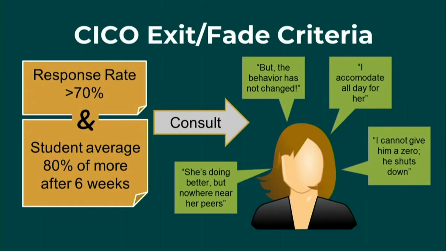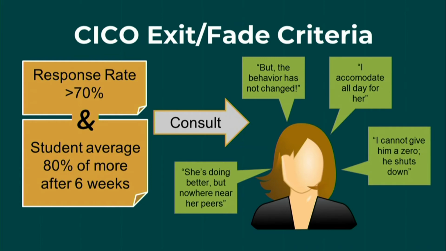So if they meet both of those, someone on the tier 2 team is going to go into your door and consult with you and say, hey, we're ready to probably fade this intervention, take some pieces down, maybe exit. And then we constantly were getting, whoa, no, don't do that. Because I'm still accommodating for this kid. Are you kidding me? They're so different from other second graders.